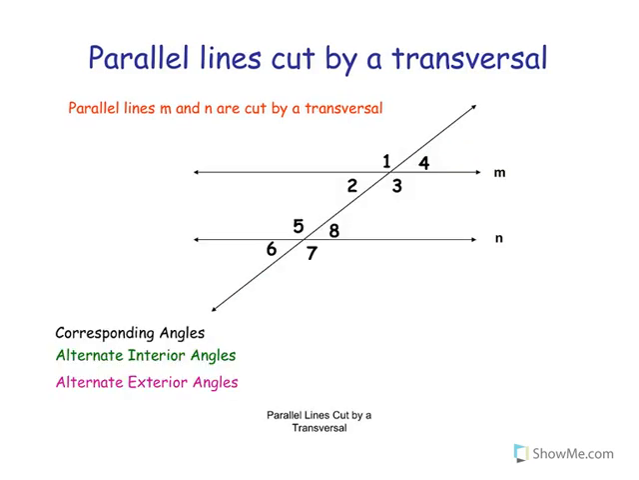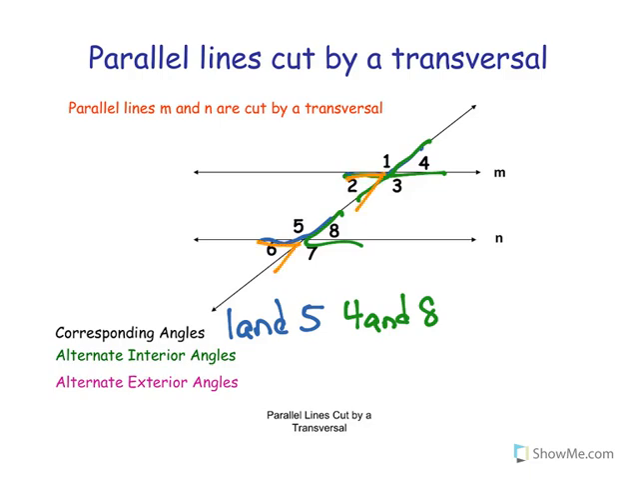So now is where we get to put it all together. And now it's not color-coded. We take off the training wheels and we have to actually do it on our own. So where are my corresponding angles? Well, in my top left corners are 1 and 5. And what about my top right corners? Well, that would be 4 and 8. What about my bottom left corners? That would be 2 and 6. And what about my bottom right corners? That would be 3 and 7.